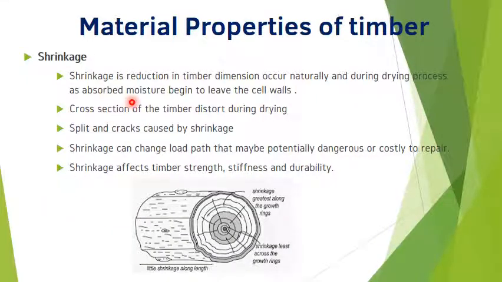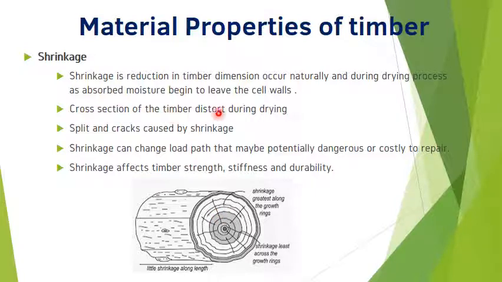Now let's look at the shrinkage in timber. Shrinkage is a reduction in timber dimension that occurs naturally or during the drying process. This happens when moisture begins to leave the cell walls. As seen in this figure, shrinkage is insignificant along the length of timber. Similarly, across the growth ring, shrinkage appears less. Greater shrinkage occurs along the growth ring.